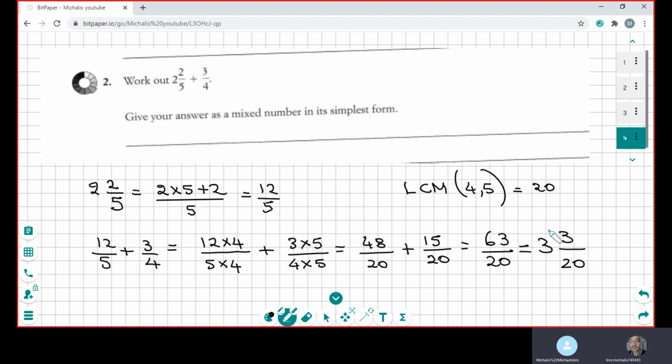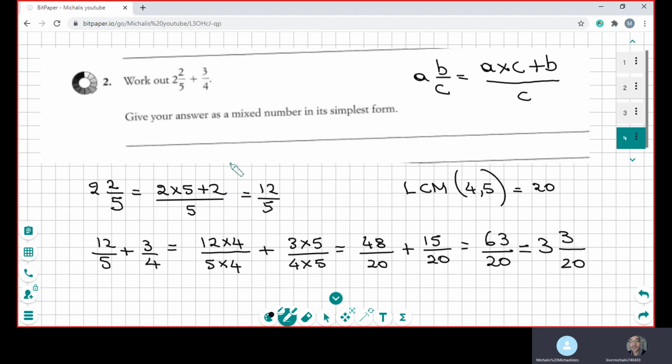So remember, if you have a mixed number, you need to change this into a fraction using this method. So let's say the mixed number is A, B over C. The way we change this, we times A by C, A times C. We add B, and then we divide the whole fraction by C. And this is what I did here also.